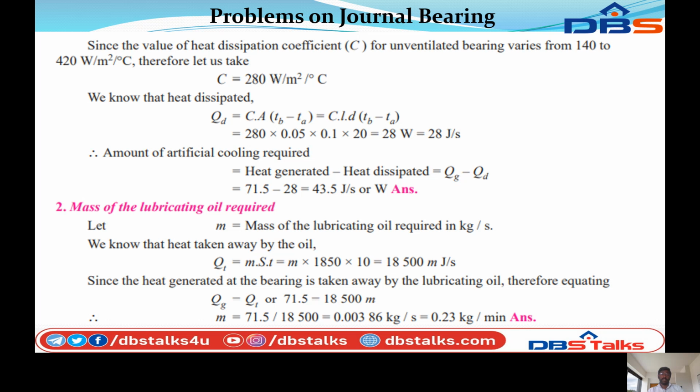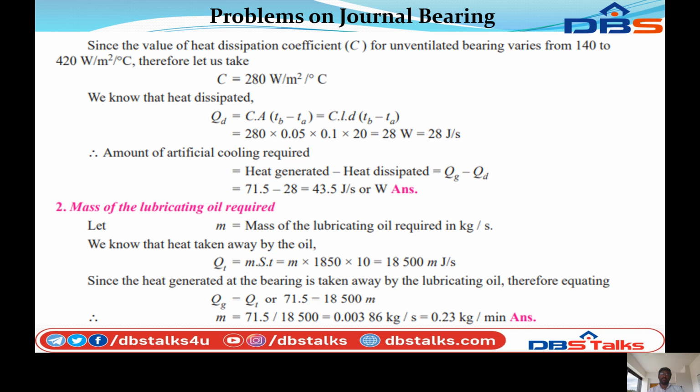So we know that heat dissipated Qd is equal to C into A into Tb minus Ta, that equal to C into L into D into Tb minus Ta, that equal to Qd. So substitute the values: 280 into 0.05 into 0.1 into 20, that equal to 28 watts. So finally the Qd is equal to 28 joule per second.